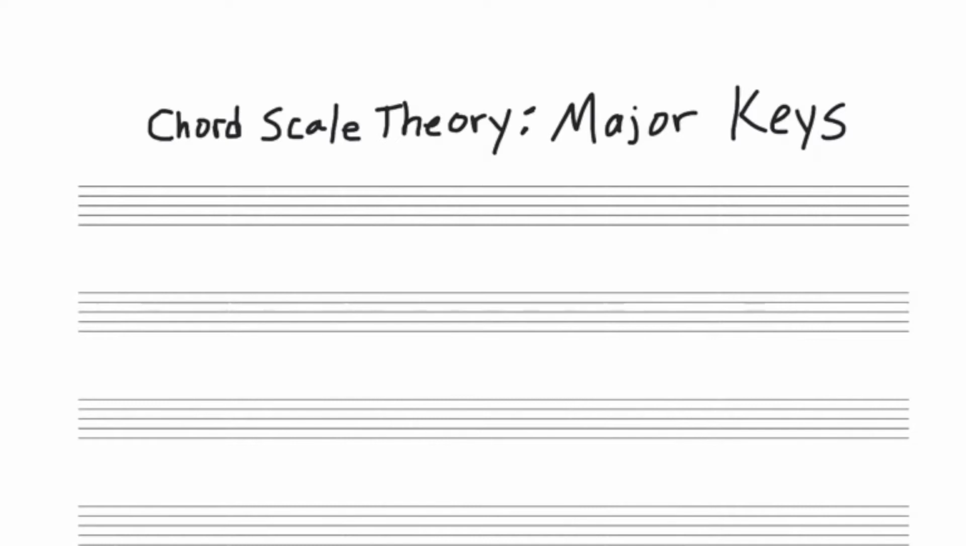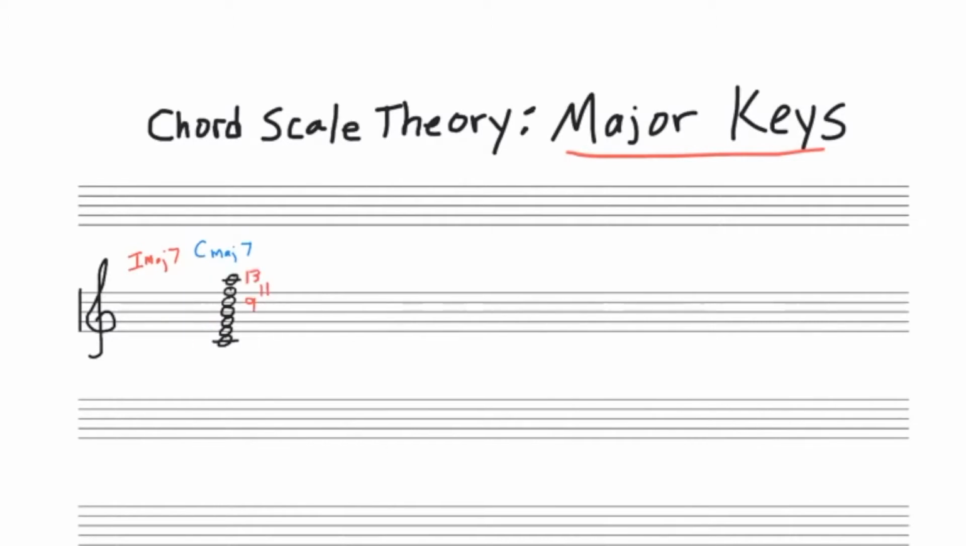In this lesson, we will explore chord scale theory as it relates to diatonic chords in major keys. We will work in the key of C major, and we will start by spelling the 1 major 7 chord, C major 7. Next, I will continue up in thirds and add the 9, 11, and 13.